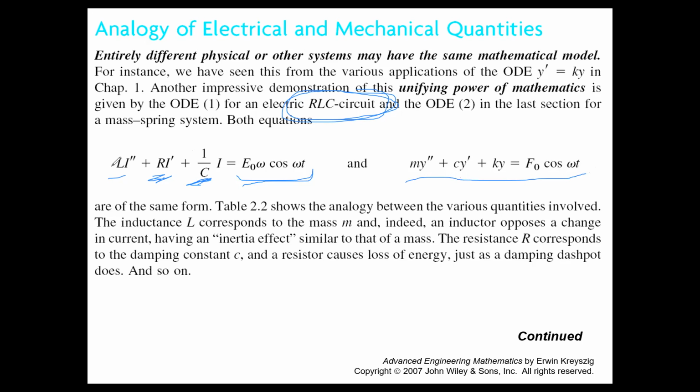The inductance L is just like the mass in our spring and mass system. The resistance is like the damping constant, and then 1 over capacitance is like the spring constant. And then the displacement y is in the form of current in the electrical system.